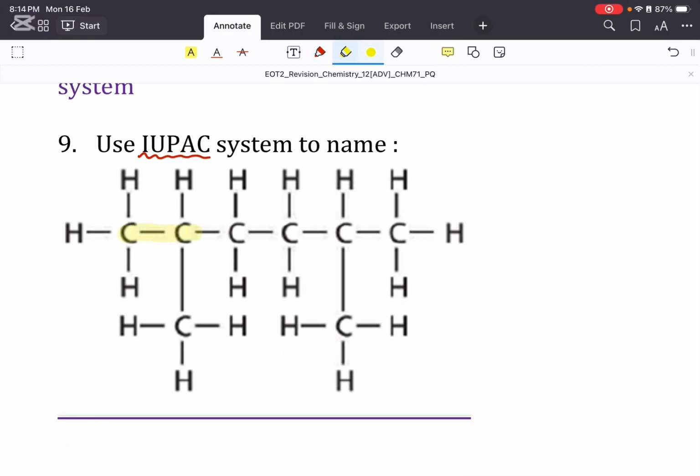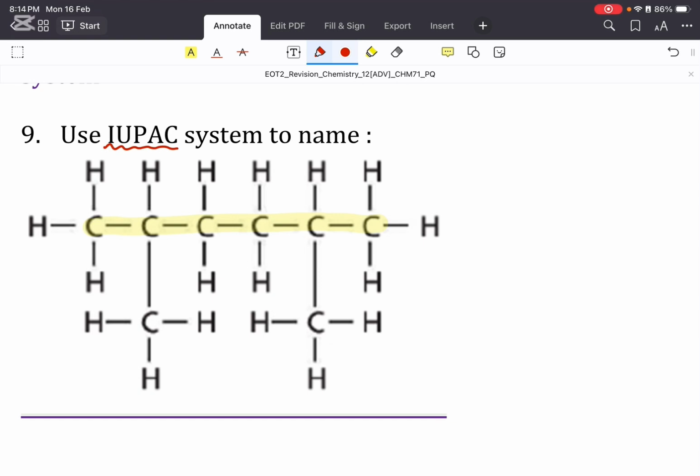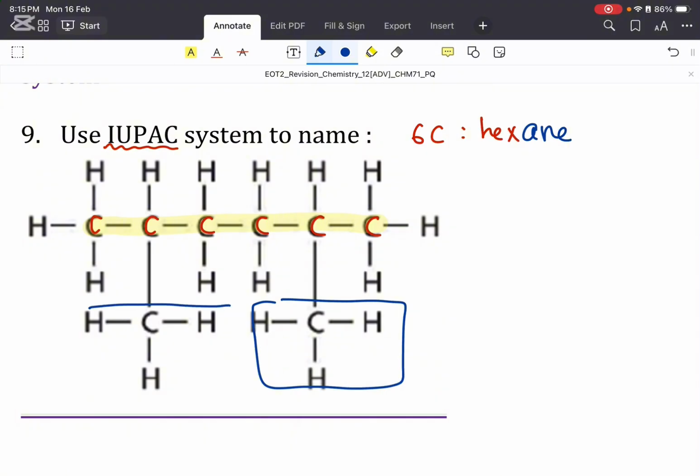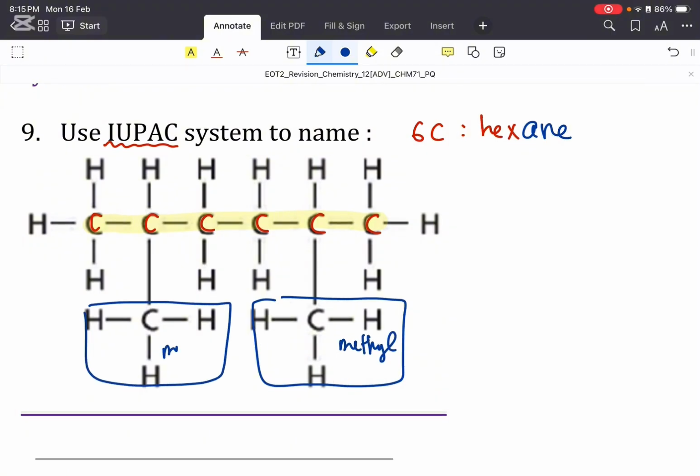So the rule is you need to select the longest, biggest carbon chain. And this longest, biggest carbon chain is made up of 1, 2, 3, 4, 5, and 6 carbons. So if I have 6 carbons, it's going to be a hex. And since all the bonds are single, it's going to be a hexane. Now in this hexane, I have 2 branches. Each branch is made up of 1 carbon. So that's a methyl, and that's another methyl. So I have dimethyl.